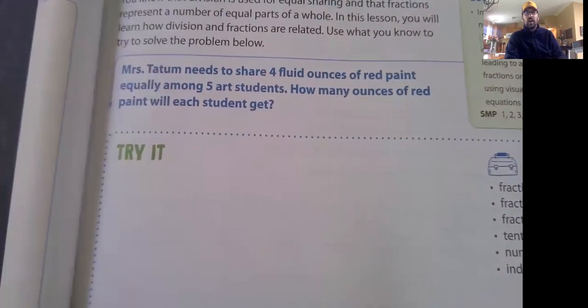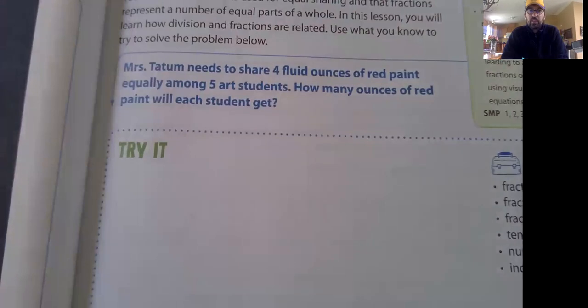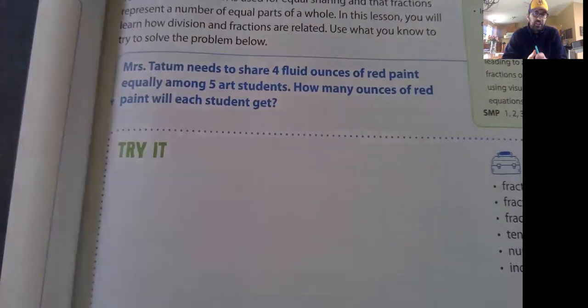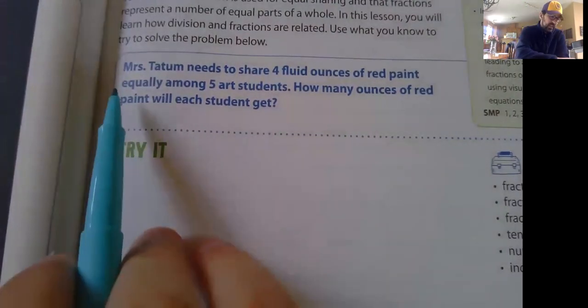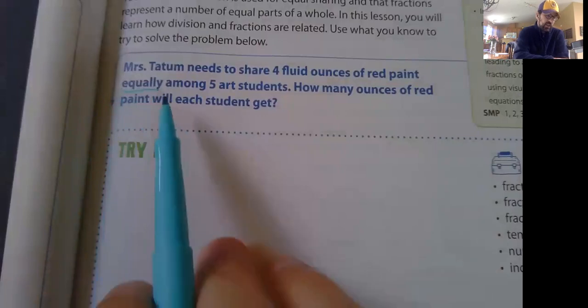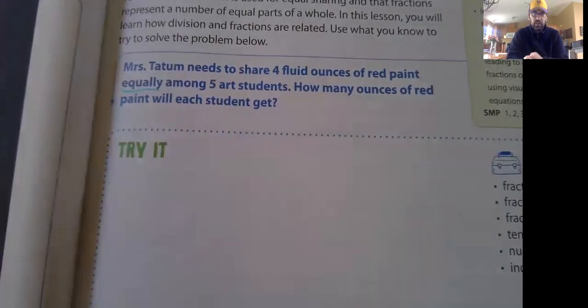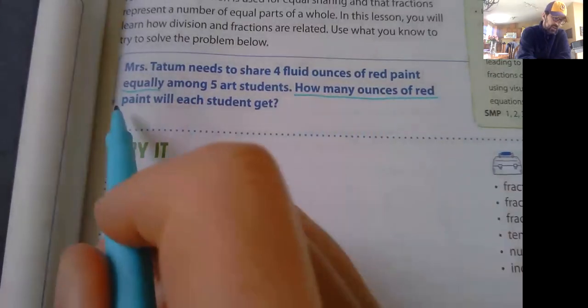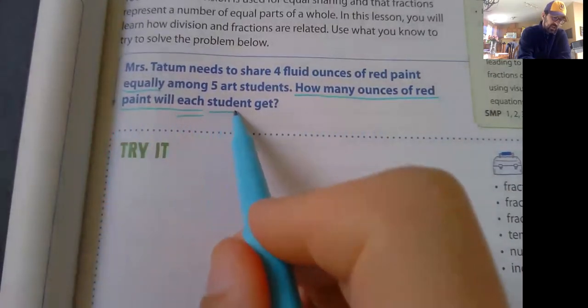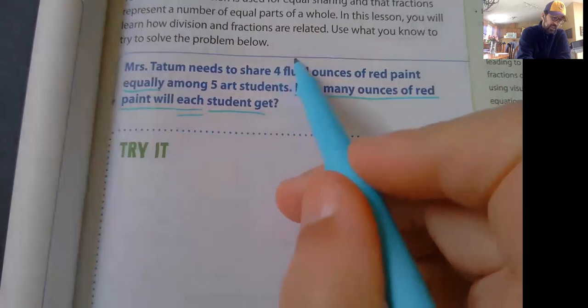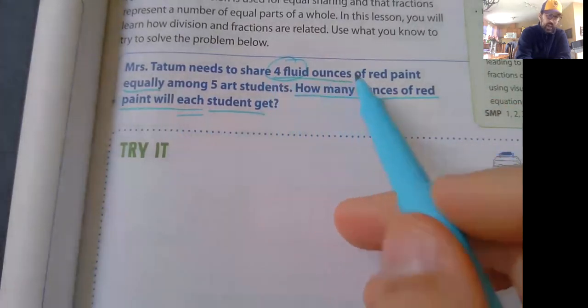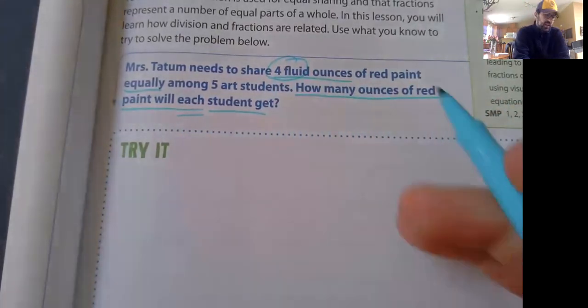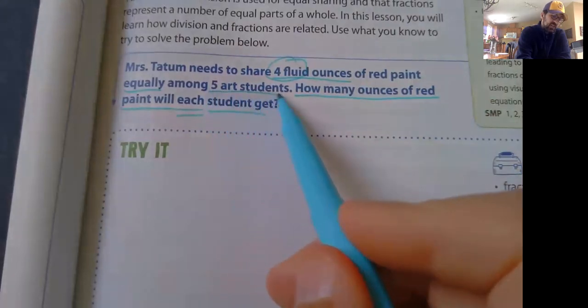All right, so if we look at this problem here, it says, Mrs. Tatum needs to share 4 fluid ounces of red paint. She needs to share these equally, that's a key word, right? Equally amongst 5 art students. How many ounces of red paint will each student get? Okay. This is what she has. She has 4 ounces. Now she's sharing them amongst 5 students.